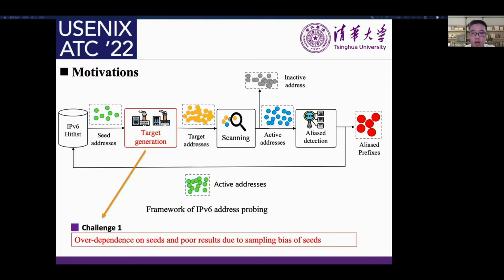However, existing methods rely too heavily on seed addresses, and sampling bias in seed addresses can lead to reduced detection efficiency. How to eliminate sampling bias in seed addresses remains a challenge.